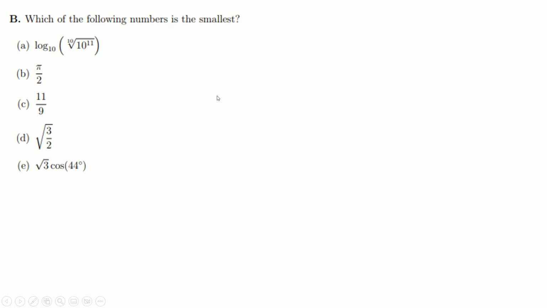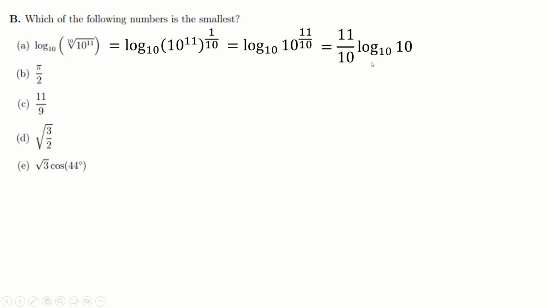Good. For B, then, let's just go through them one by one. So a 10th root is the power 1 over 10. We can multiply those things out, of course, and then log base 10 of 10 is 1. Once we bring that to the front, we can just say this is 11 tenths or 1.1. Now, pi is over 3. So this is definitely bigger than 1.5. So that goes away immediately because it's bigger than 1.1 by quite a long way.